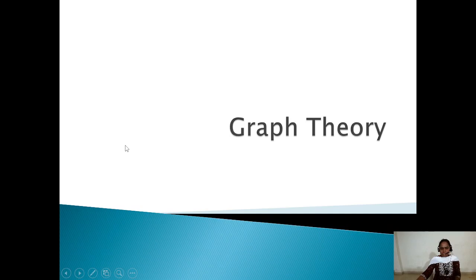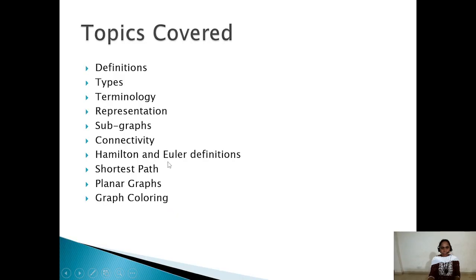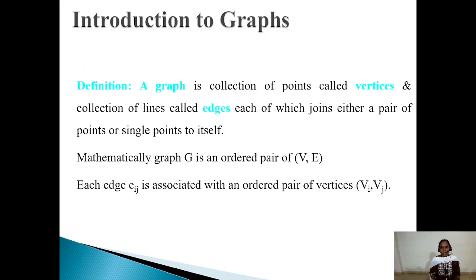This topic is discrete mathematics. What is graph theory? Shall we start? These topics are covered: definition, what is Hamiltonian, what is Euler, what is planar, what is graph coloring. These topics are covered in the PPT.